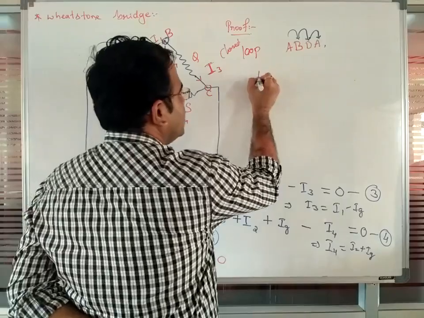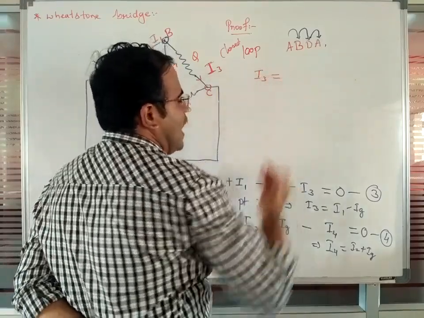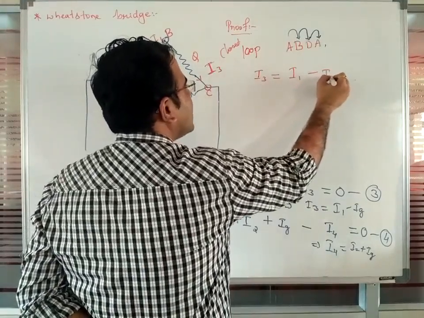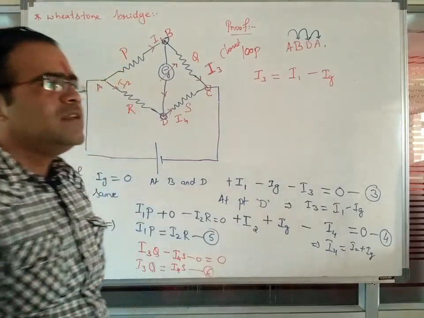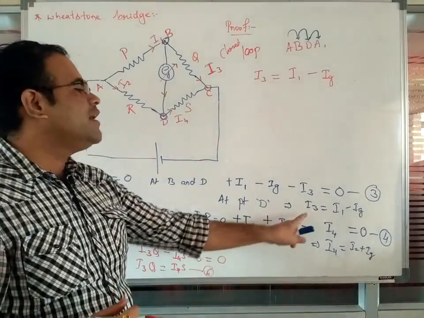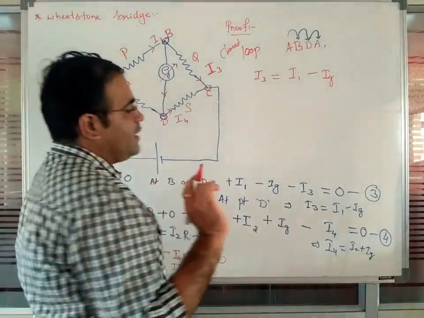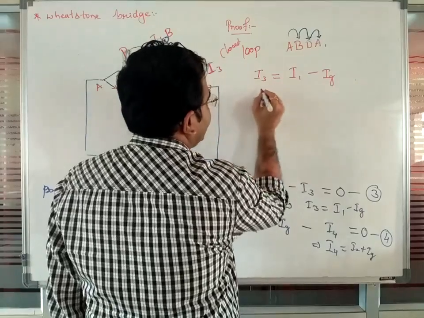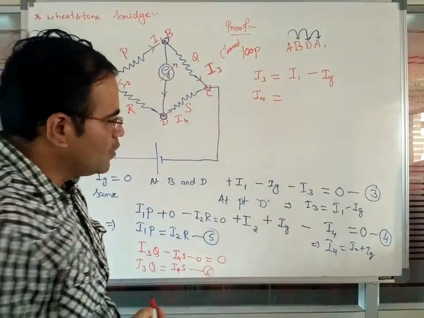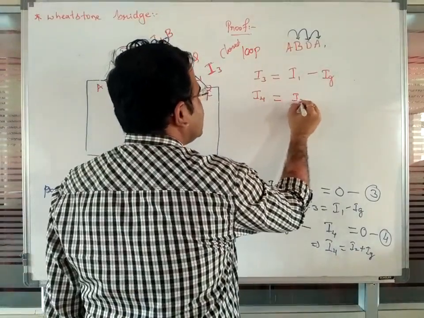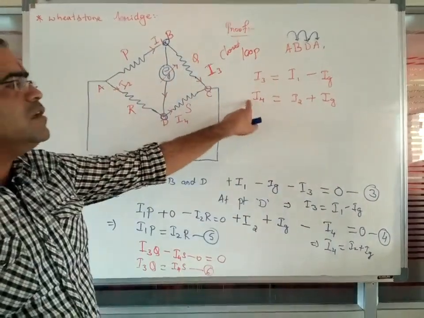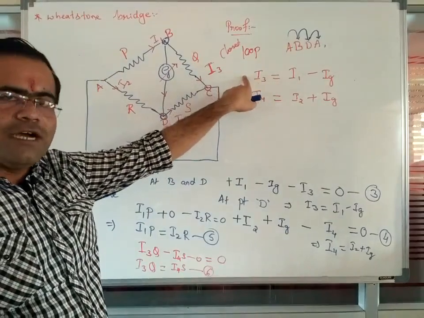The third equation was given as I3 is equal to I1 minus Ig. We just rearranged terms and wrote the I3 value. Next, what did we observe in the fourth equation? The fourth equation is I4 is equal to I2 plus Ig. So this was the fourth equation and this was the third equation.